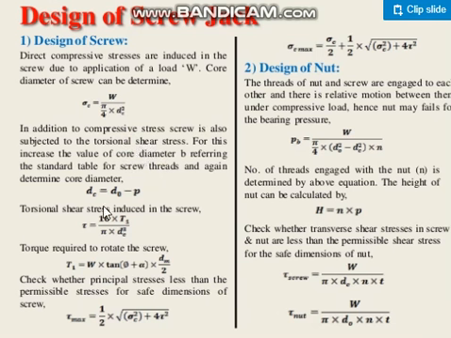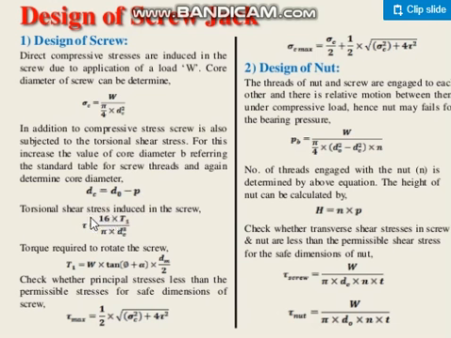Once you have found that DC from the table, or you have increased the DC, this is the final DC. From this final DC, with the relation DC equals DO minus the pitch, you can find out the other dimensions like pitch and DO. But actually, if you are using standard tables, all these things will be fixed. From the table you will get everything.